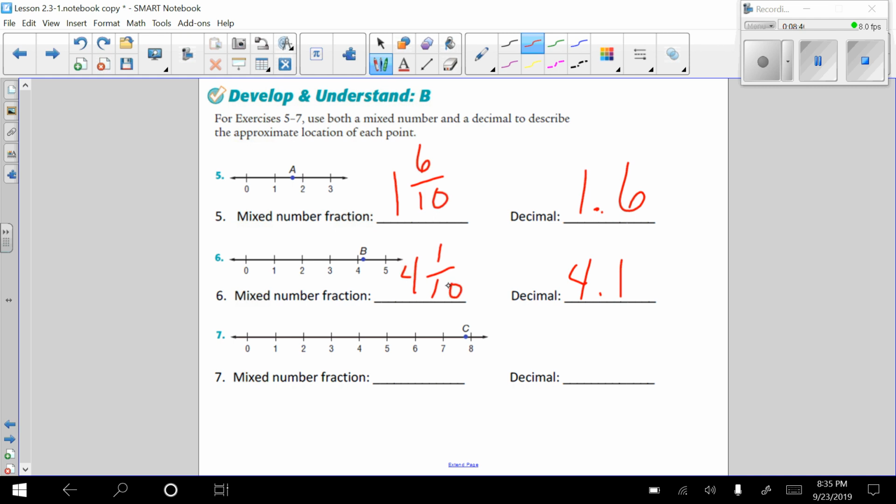And for C, again, where did I start? I'm between 7 and 8, so my whole number is 7. And I'm going to say I'm almost to 8 on this one. So I'm going to say it's about 0.8, 0.85, 0.9, anywhere in there would be fine. And that would be 7 8/10. Exactly as you say it, you would write it as a mixed number.